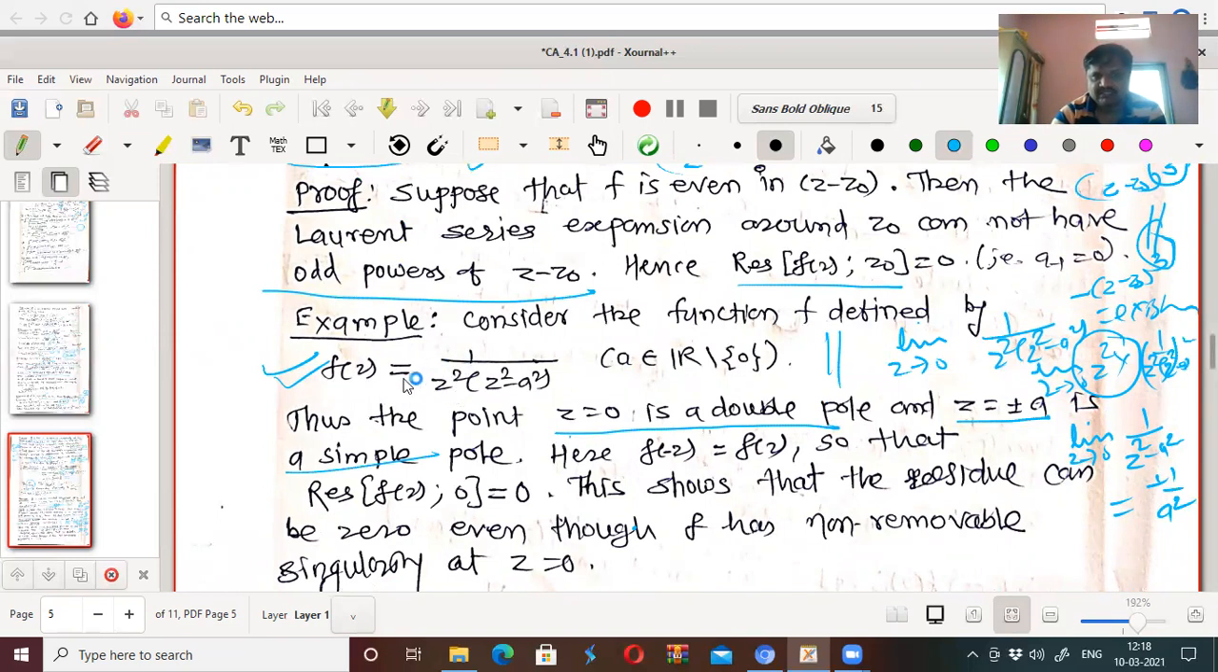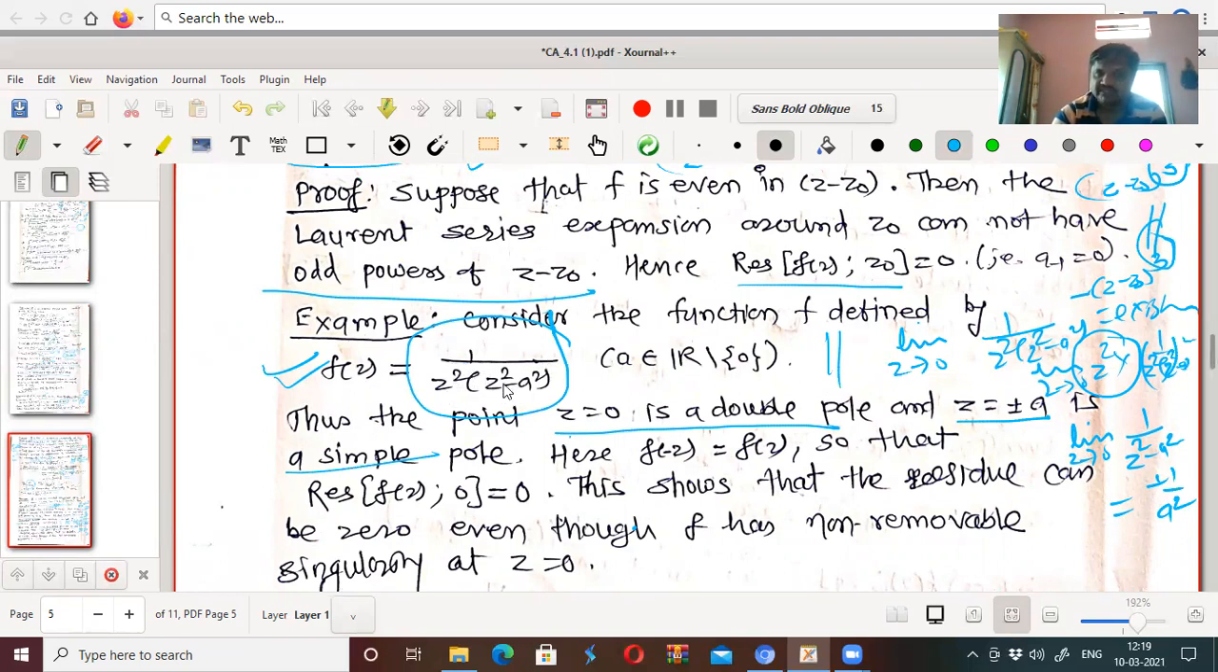Yes, because if I replace z by minus z, you will get the same result. So we get f of minus z as 1 upon minus z square into minus z square minus a square. That is 1 upon again z square into z square minus a square, which is f of z. So this function is even in the powers of z. Therefore, the residue of this function at z equal to 0 is 0.